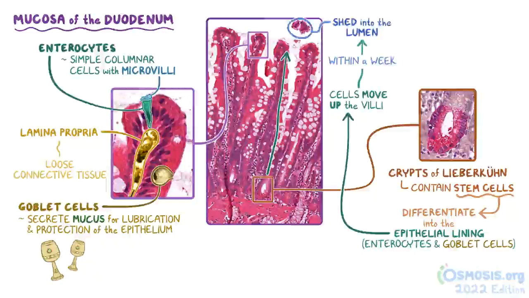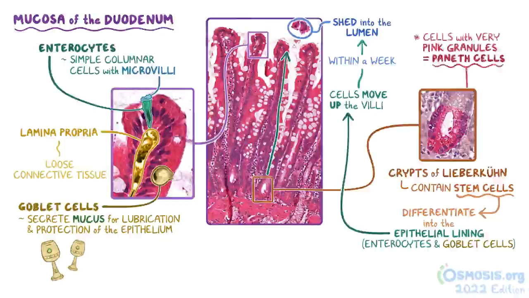Some of the crypts in the small intestine have cells with very eosinophilic, or pink, granules. These cells are called Paneth cells, and they help provide an innate immune defense against intestinal pathogens. And finally, underneath the villi, crypts, and lamina propria is a thin supporting layer of smooth muscle called the muscularis mucosa.